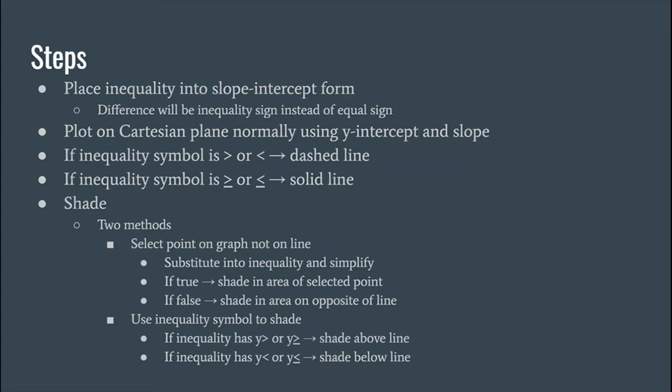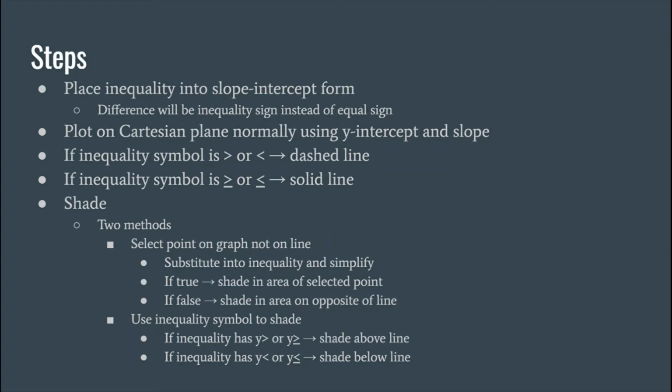The other method is to use the inequality symbol to shade. So we're putting them into a form of the slope-intercept form. If your inequality has y is greater than, you're going to shade above the line, and if your inequality has something like y is less than or equal to, you're going to shade below the line. And that'll make a lot more sense once we dive into the examples. So let's go ahead and get into it.